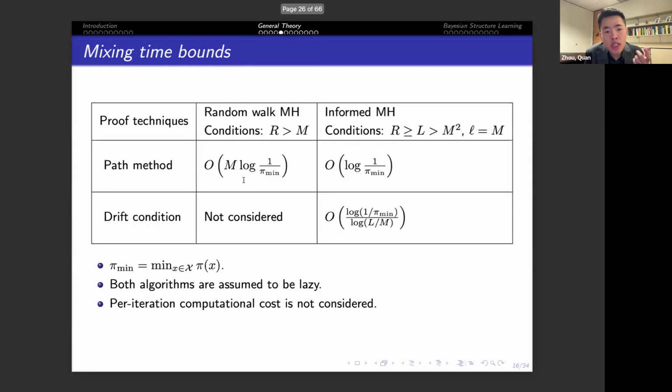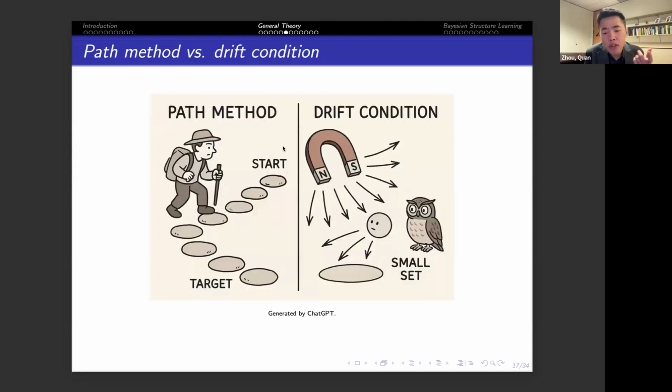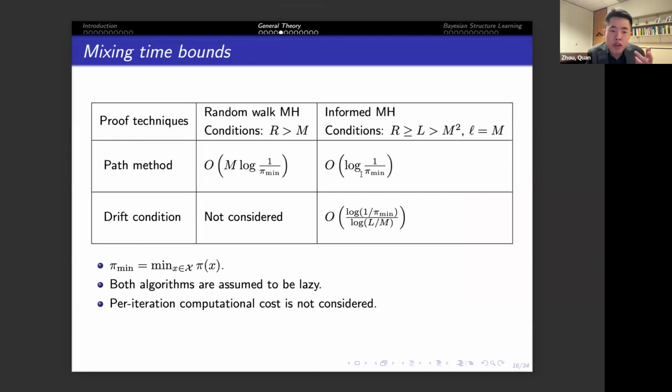So you see that in this table, I'm considering two different proof techniques. One is the path method, one is the drift condition. I think both methods have been widely used in the MCMC literature, but usually the drift and minorization condition is more widely used for continuous space problems. But for this problem, we were able to prove the mixing time bounds using both the path method and the drift condition. And personally, I think it's quite interesting to compare the results we obtain using these two different methods. In general, we cannot really say much about which method is more advantageous, but at least under this setup, the mixing time bound we obtain using the drift condition is a little bit better than the mixing time bound we obtain using the path method.